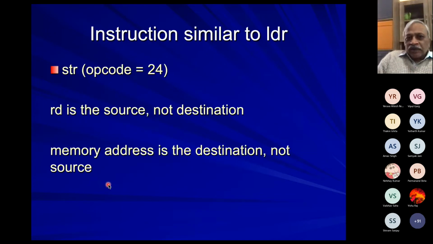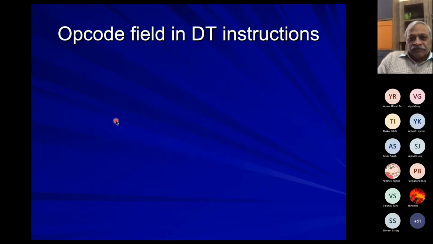Now store is an instruction which is very similar to LDR. Opcode is 24. Here RD is not the destination, it is the source. And memory is the destination, not the source. But the format is the same, just the role is reversed.